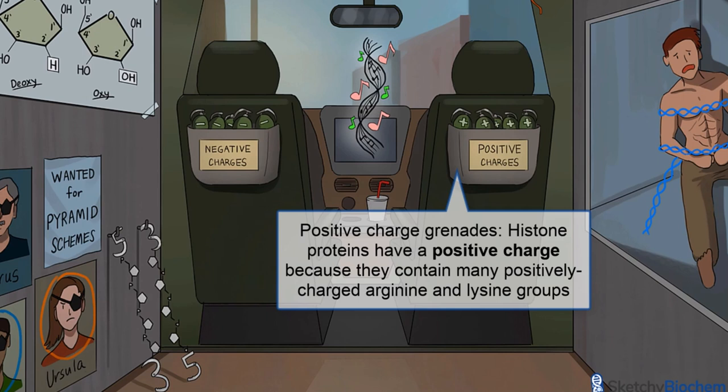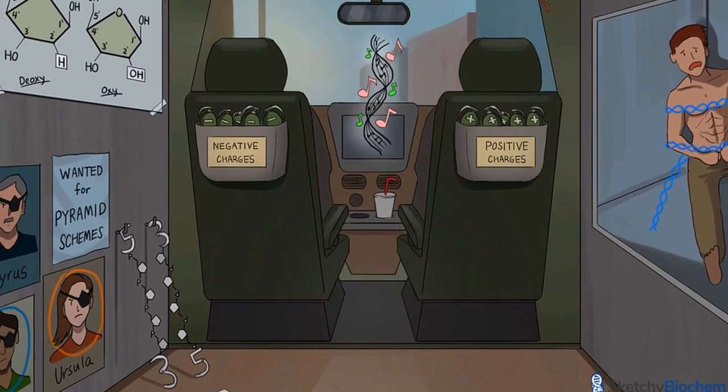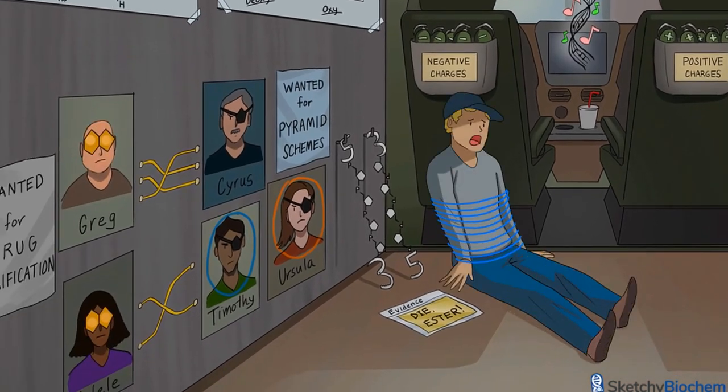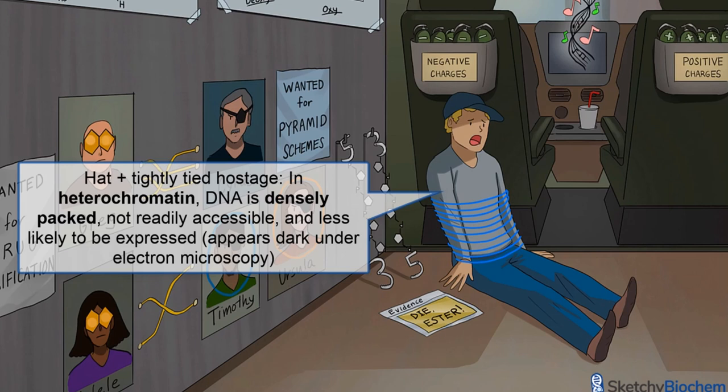Histone proteins have a positive charge because they contain many positively charged arginine and lysine groups, which bind to negatively charged DNA. Chromatin exists in 2 forms, heterochromatin and euchromatin. Thankfully, we've saved several hostages from the nitro gang. Hostage 1 was unfortunately wrapped up very tightly with blue wire. He's got a hat, and like heterochromatin, he's densely packed, not readily accessible, and less likely to be expressed. Poor guy probably can't talk.